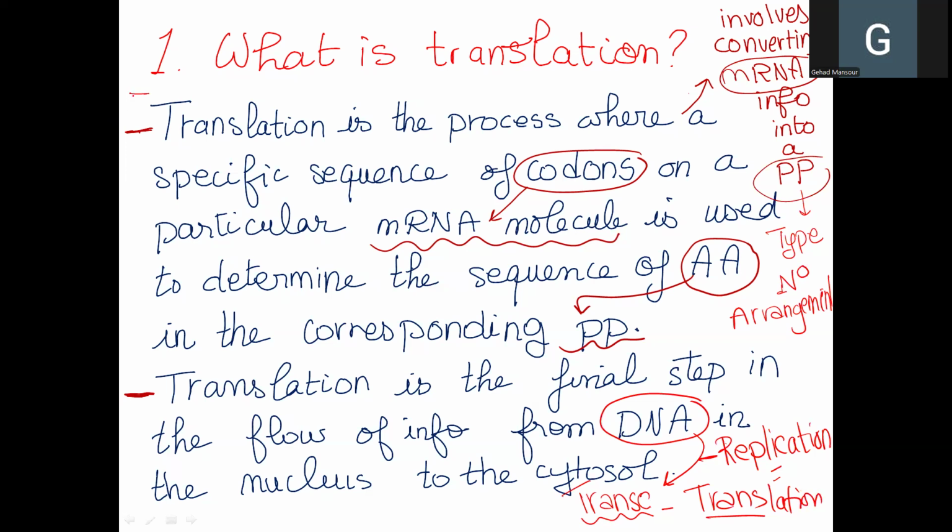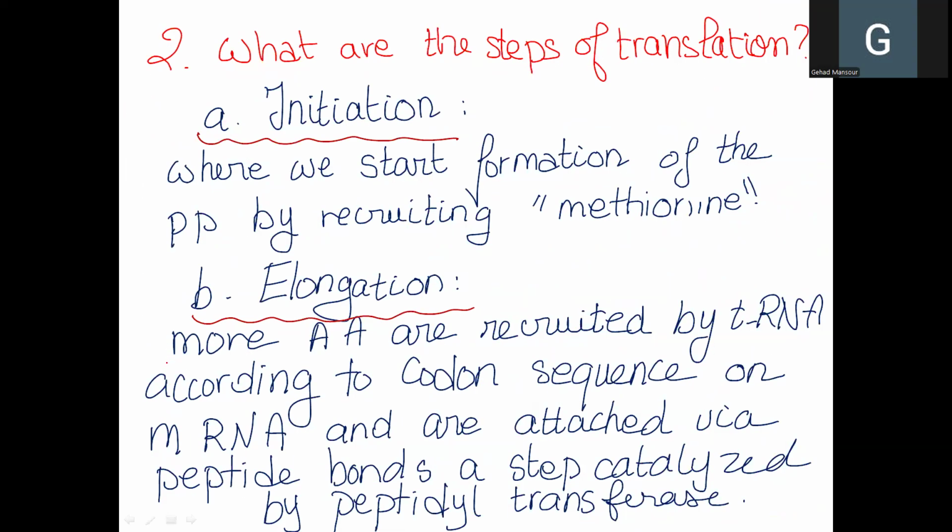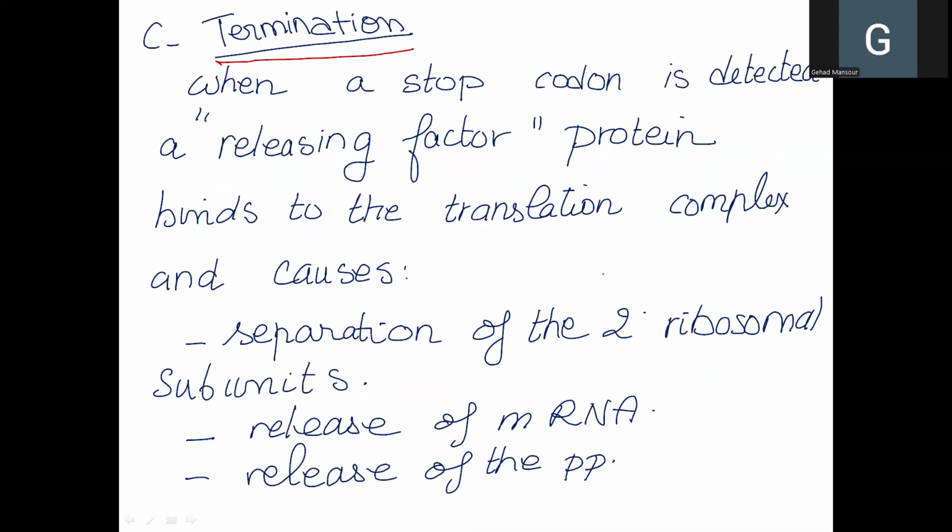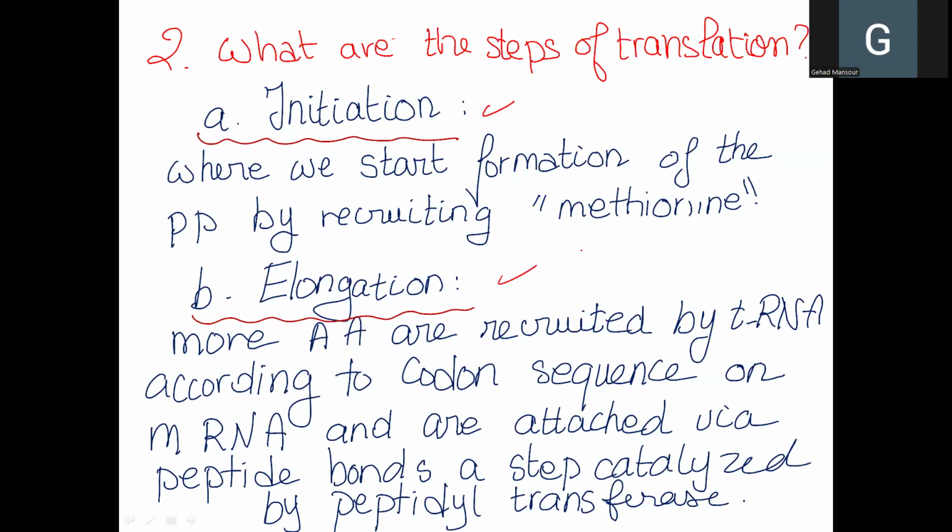The most important part of the definition, or the core of the definition, is the first paragraph. Now, what are the steps of translation? Of course, we all know that translation consists of three steps, three phases, just like transcription consists of three phases. So we have the first phase, initiation, and then elongation, and then, of course, the third phase will be termination. But most importantly is to know how to define these processes.